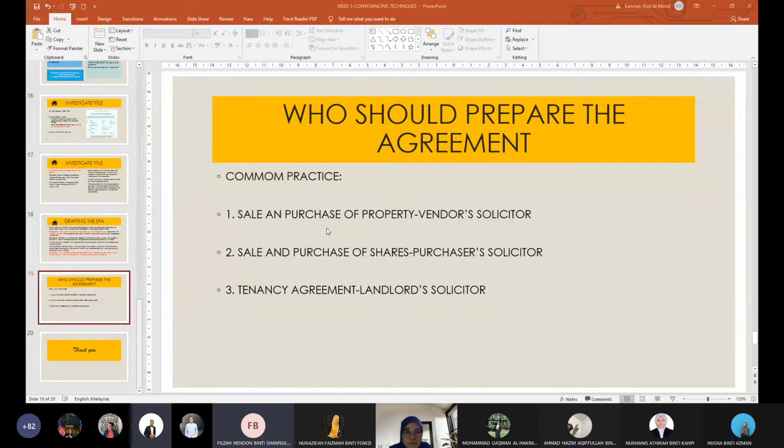Madam, saya nak tanya untuk poin yang terakhir tu, tenancy agreement should be prepared by the landlord solicitor. Saya tak faham, kalau kita dah ada sell and purchase, kenapa kita nak kena ada tenancy pula? Okay, ini common practice untuk lain-lain documents lah. Tadi kita cakap pasal SMP, tapi kalau dalam proses transaksi yang lain, contohnya tenancy agreement, biasanya landlord solicitor yang buat. Kalau sale and purchase of shares, purchaser solicitor yang buat. Ini dalam transaksi yang lain. Ya? Okay, thank you madam.